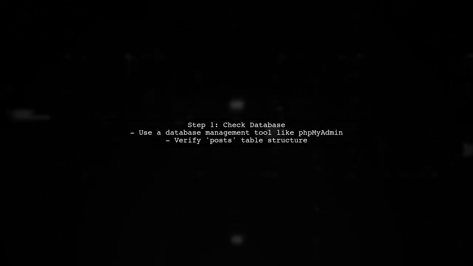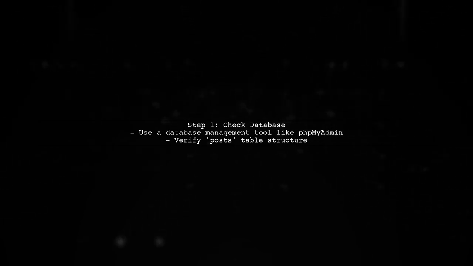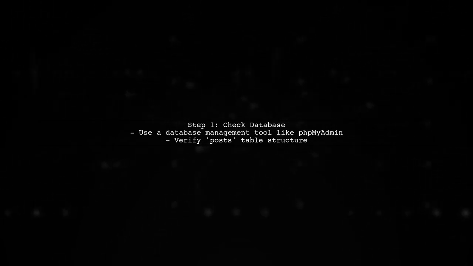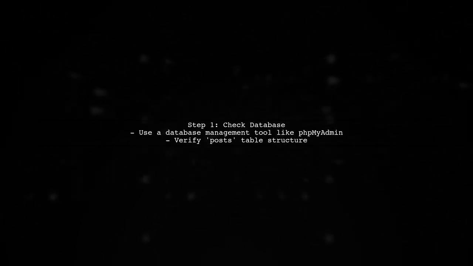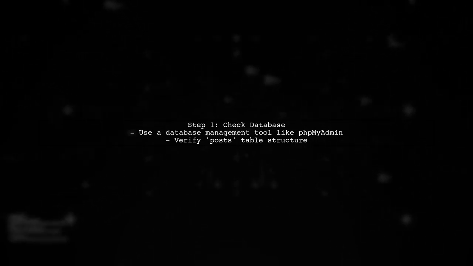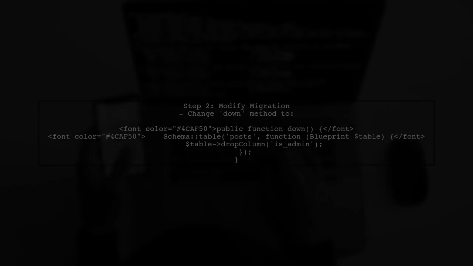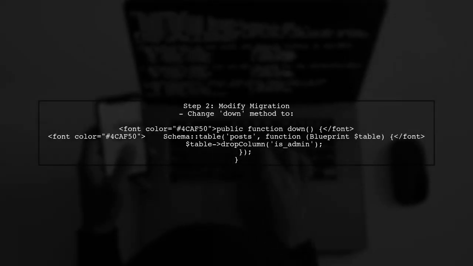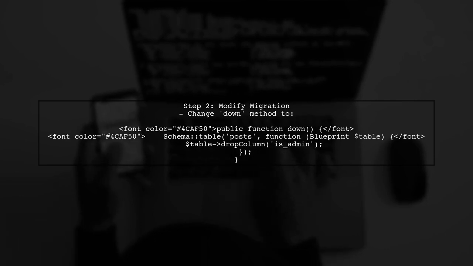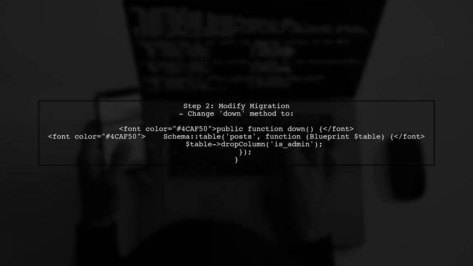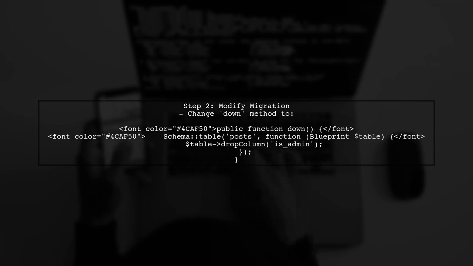To resolve this issue, first, check your database to confirm if the isAdmin column is already present in the posts table. If the column exists, you can modify your migration file. In the down method, instead of adding the column again, you should drop it.